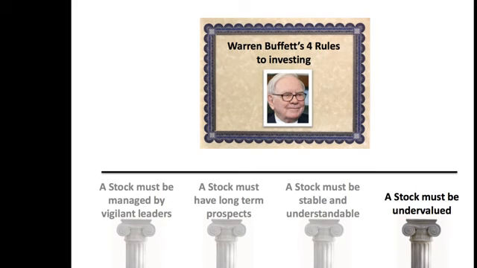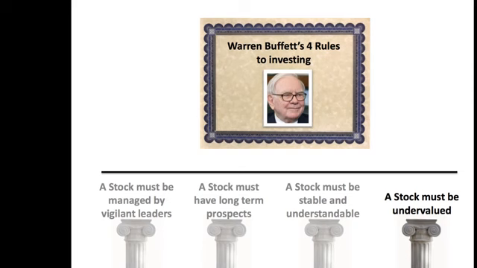So that's it. Those are his 4 rules. We covered all 4 of them. The last one here, a stock must be undervalued. We demonstrated that with the Disney company. And what I think was kind of unique is we went through the first 3 rules, and we had the Disney company checking out for all 3 of those rules.